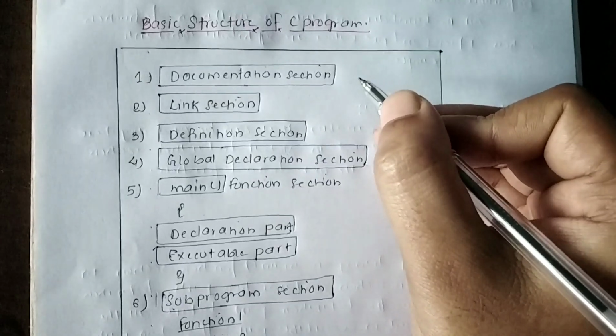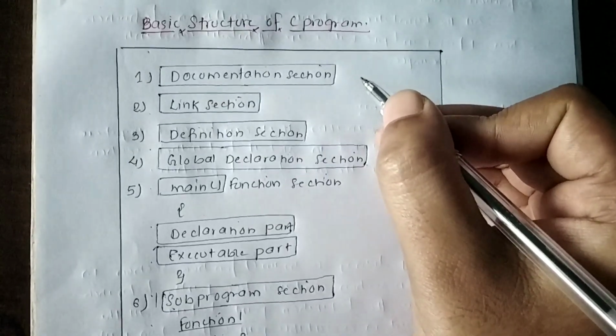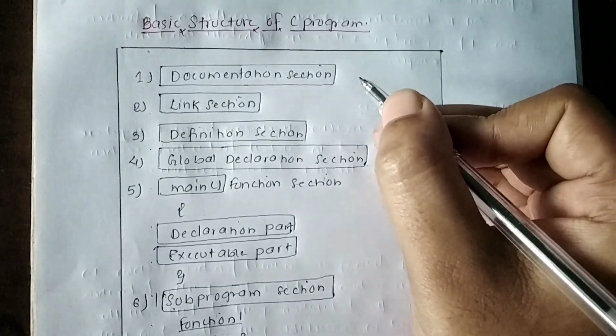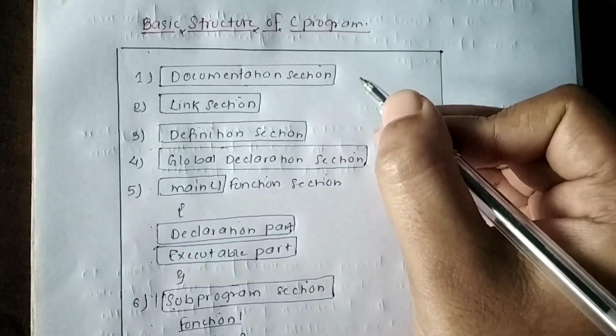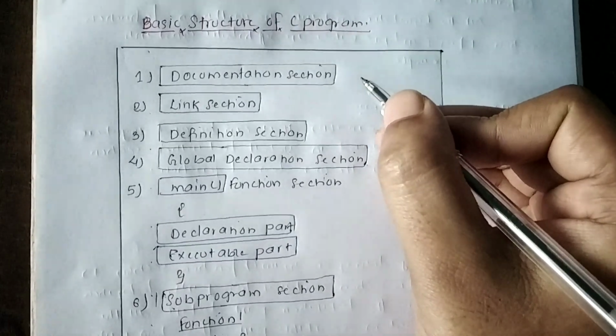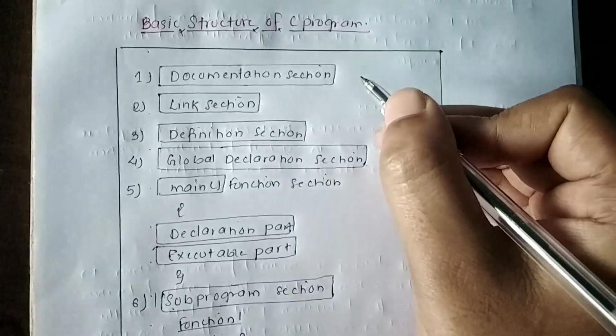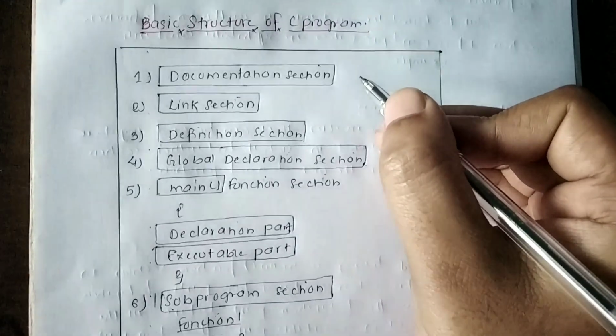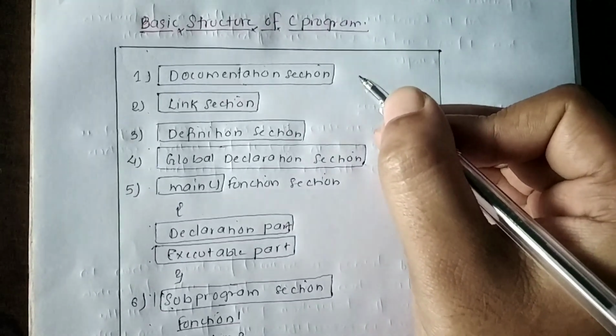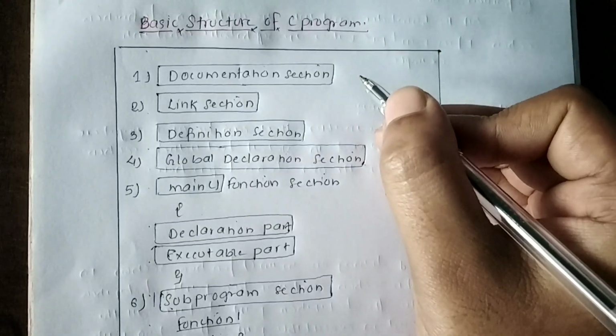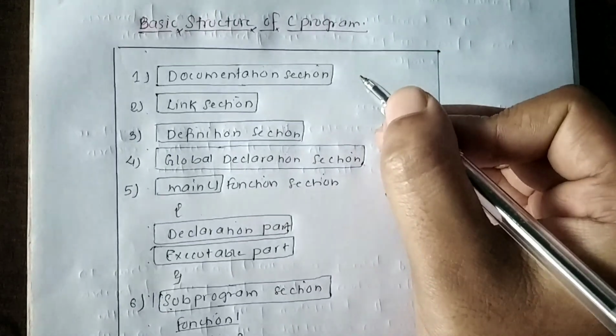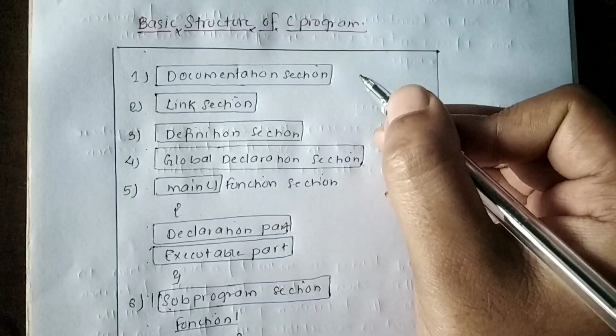In this tutorial, we'll learn about the basic structure of a C program. If we want to make a C program, then we must know its basic structure and its uses. In this tutorial, the basic structure I am going to discuss is used in every C program, but some of these parts may be optional and some are compulsory.